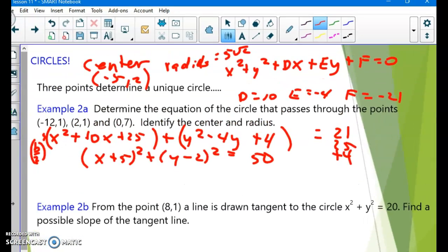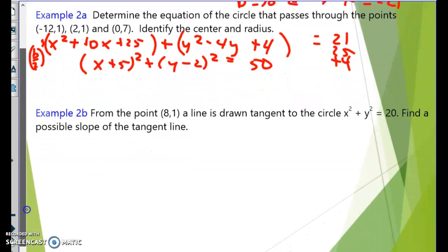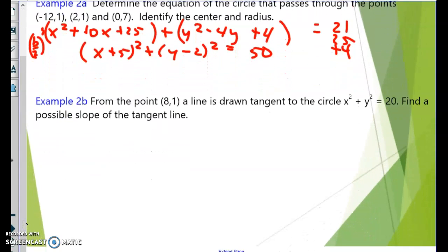And here we are. Let's see if I can get that where I want it. And then we're going to start on this question that talks about we have a point outside of a circle. Let me draw a picture so you can see what it looks like.